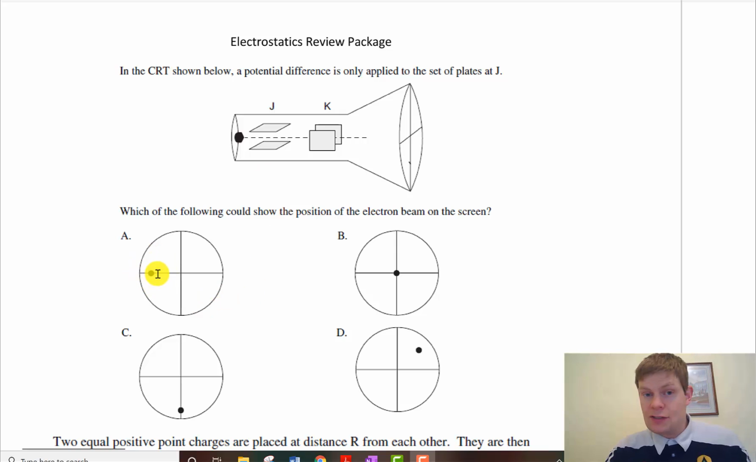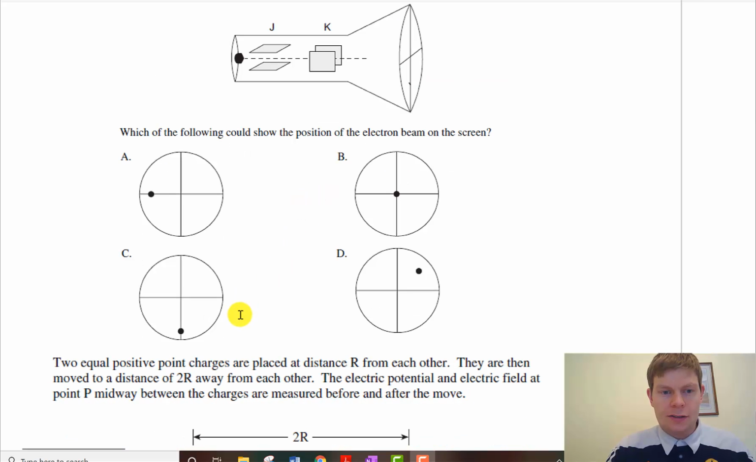So it can't be A because that's deflected side to side. That would be only K. B says neither of them, like there's no deflection, so neither plates would be active. D would mean both are active, so it's got to be C.